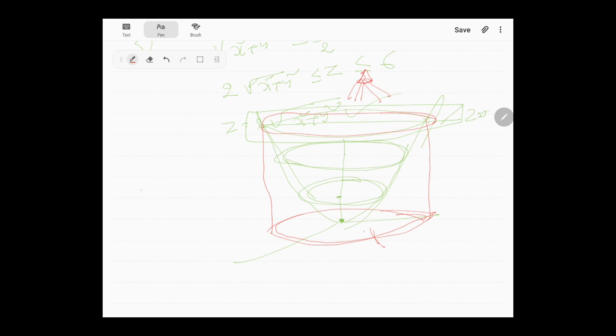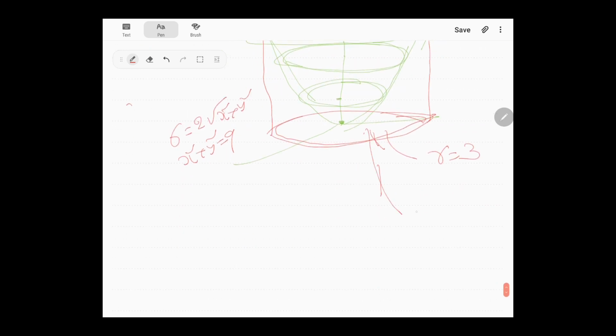If I put z is equal to 6, 6 is equal to 2 root x square plus y square. 6 by 2 is 3. If I square it, x square plus y square is equal to 9. So this circle is r is equal to 3. X square plus y square is 9. So if I write this part separately, this is r is equal to 3.